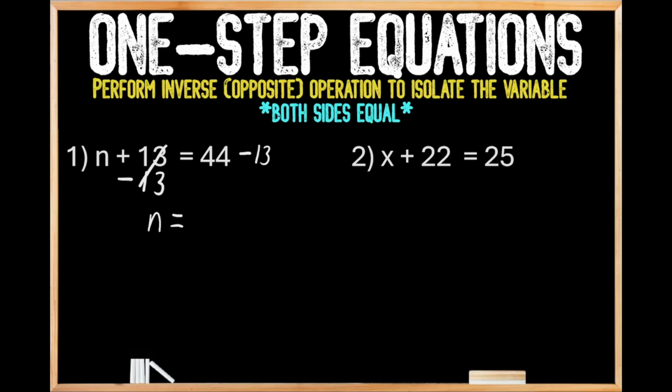And then we're going to subtract 13 from 44 in order for us to figure out the value of n, which we know gives us 31. So that means that n has a value of 31.